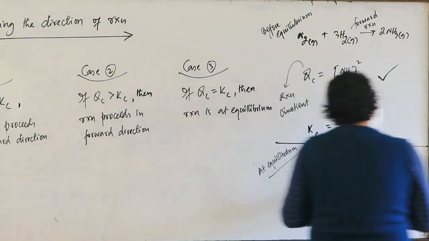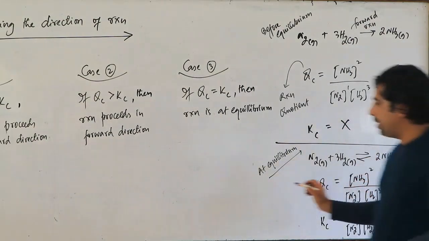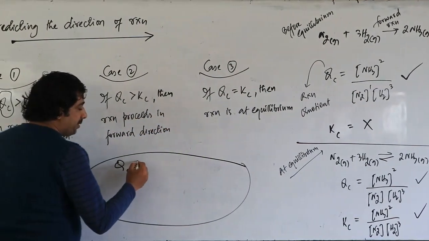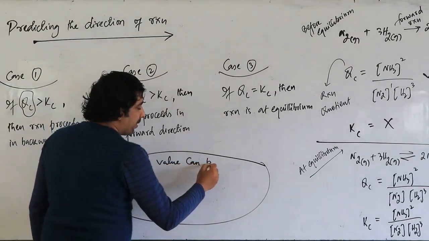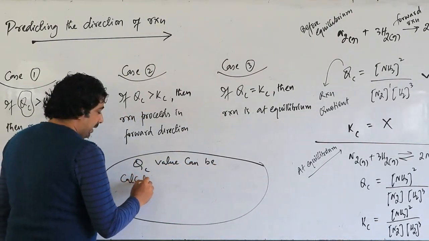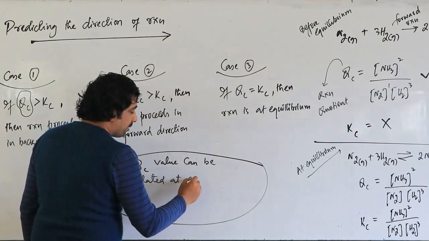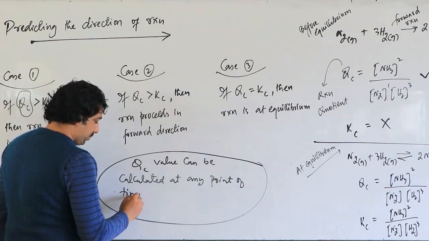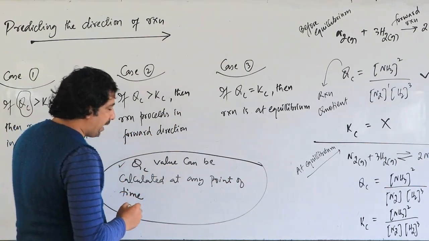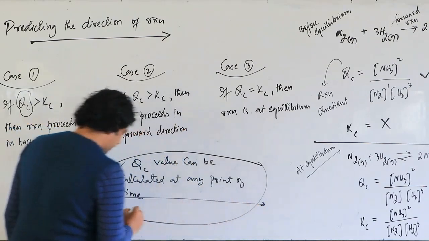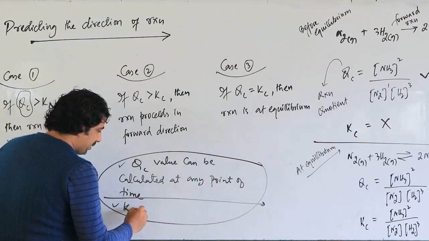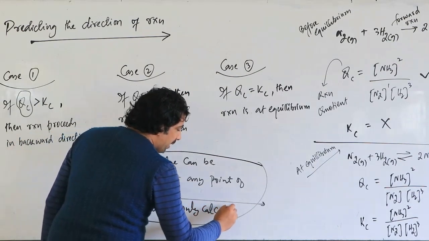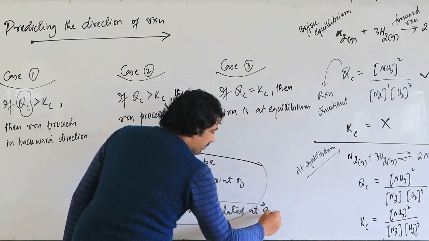Okay, I will write down the Kc value if I mention it here. The Qc value can be calculated at any point of time. Okay? But if you look at the Kc value, my dear friends, the equilibrium constant value is only calculated at equilibrium.